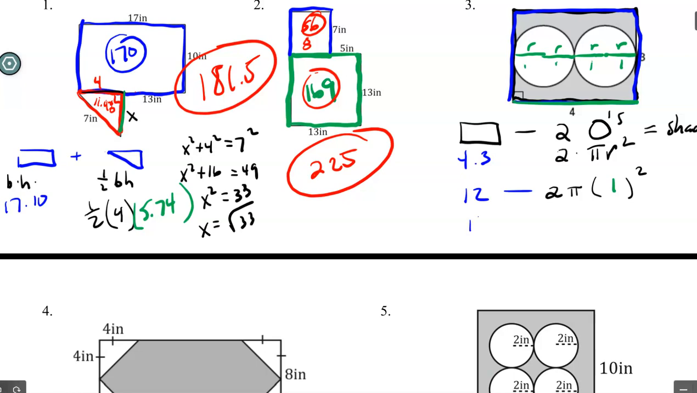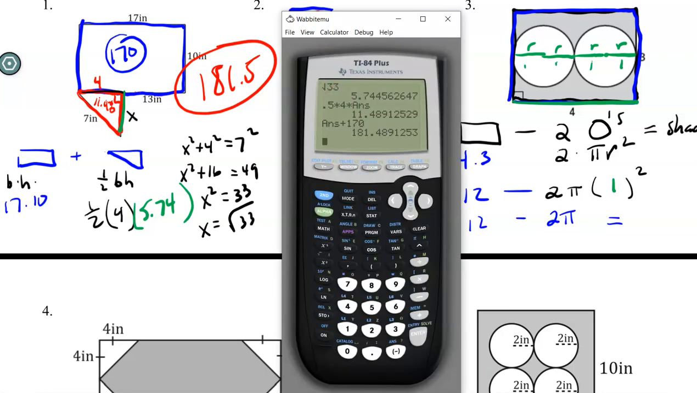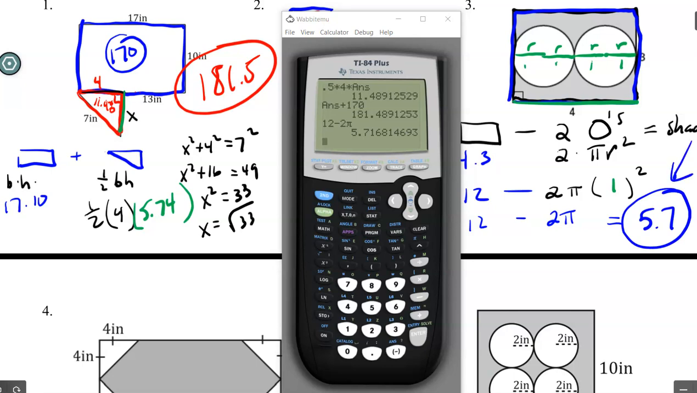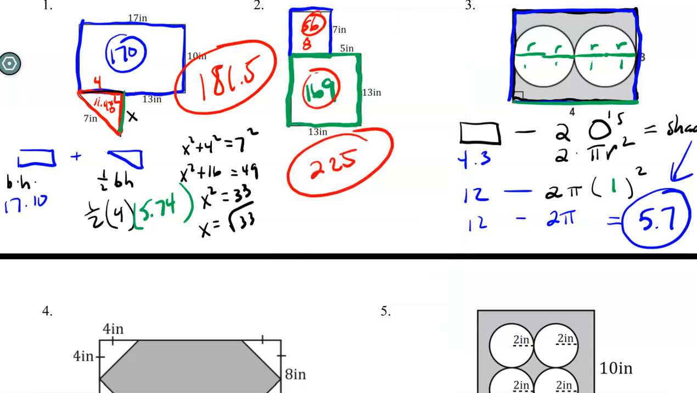So we have 12, take away 1 squared is 1, 1 times 2 is 2. So 12 minus 2 pi would be the exact answer. Let's go ahead and get a decimal for it. 12 take away 2 pi is about 5.7. So 5.7 is going to be that shaded area.